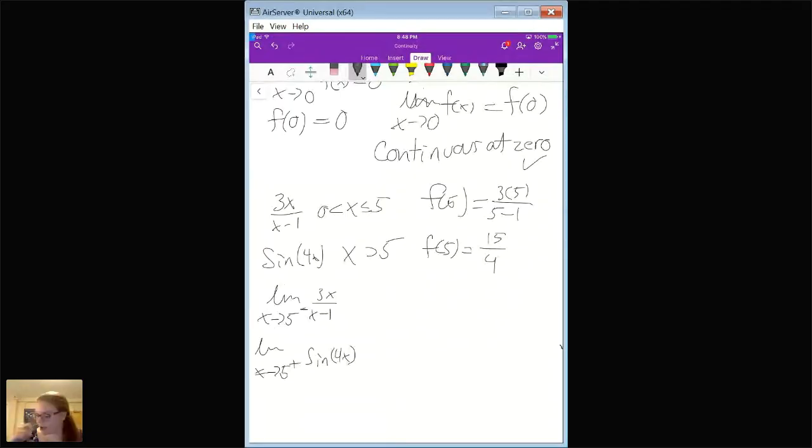Okay, so if we plug in our limit here, we get 3 times 5 over 5 minus 1 again, which again becomes 15 over 4. If we plug in here, we get sine of 4 times 5, which is sine of 20. Do we know if those are equal or not? Now remember, this is no calculator. So yes, you could plug them into your calculator and see that they're not equal. But is there any other way we know, based on what we know about these functions, that we could tell that they're not equal?